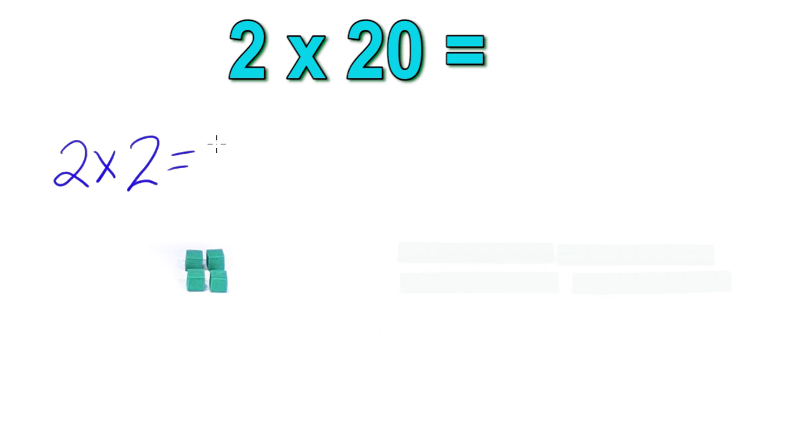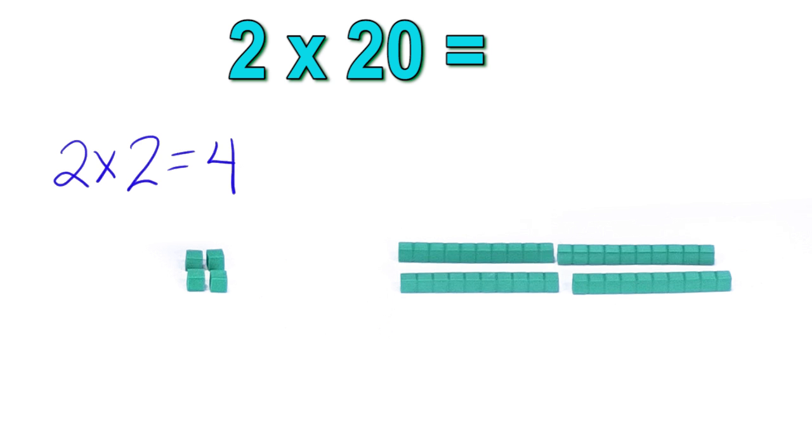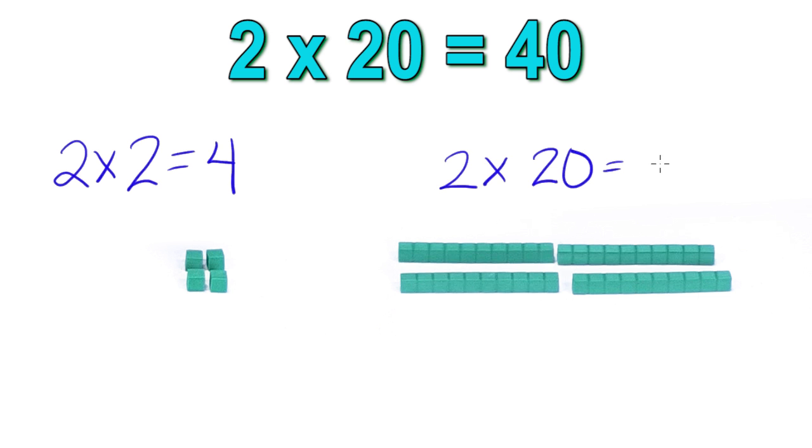What is different from 2 times 2 to 2 times 20? 2 times 2 is 4, and 2 times 20 is 40. Do you see anything that is similar about those arrays? These are questions that you will want to ask your student as you help them work through this problem. Let's look at another example.